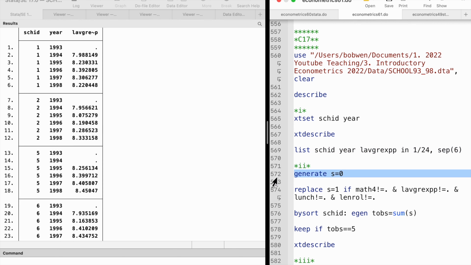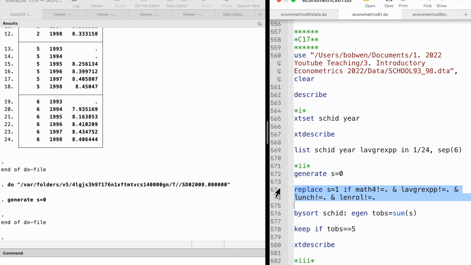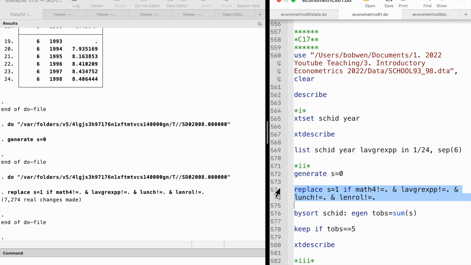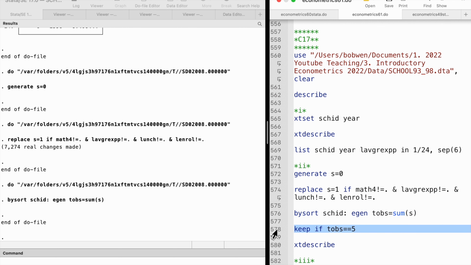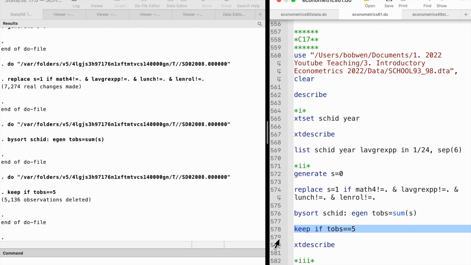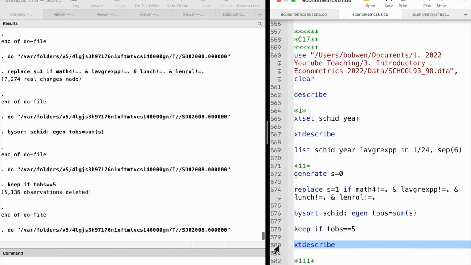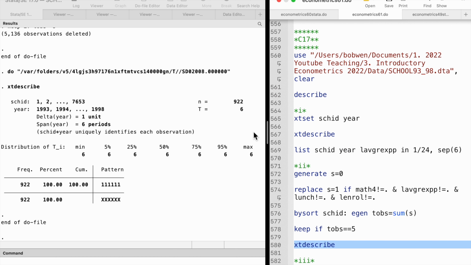We first generate the selection indicator S. Then we can calculate the sum of the S within each school. We keep the schools with non-missing data in all 5 time periods. 922 schools have all given years of available data.